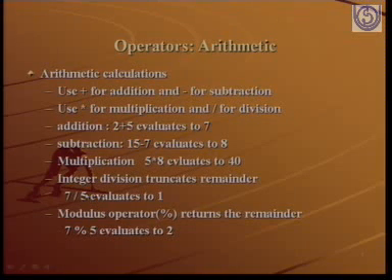how many times the divisor can divide the dividend. So 7 by 5 will give you the result 1, and whatever remainder is there will be truncated. So if I say 7 by 5, that means I will get the result 1.